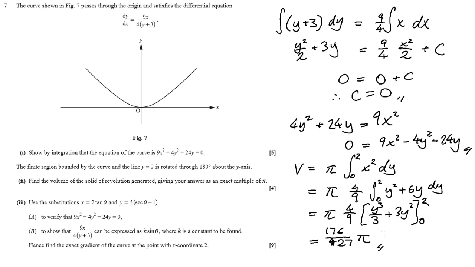That's 9 marks. And now part 3: use the substitution x equals 2 tan theta and y equals 3 sec theta minus 1 to verify that the first equation holds true, and show that the gradient function dy/dx can be expressed as a function of sine theta. So let's do part A first.